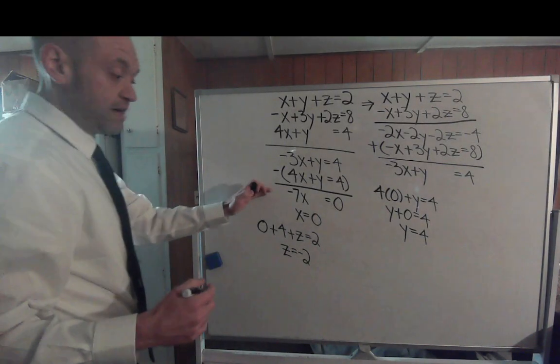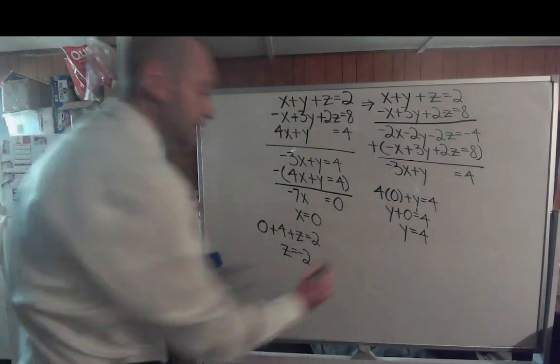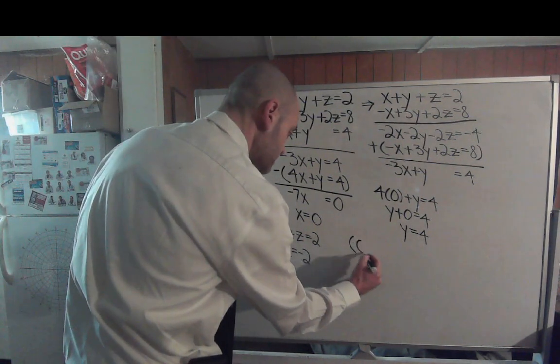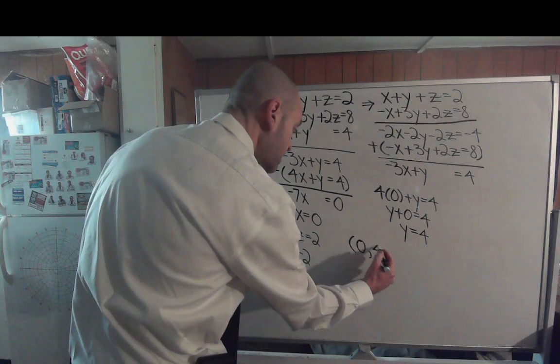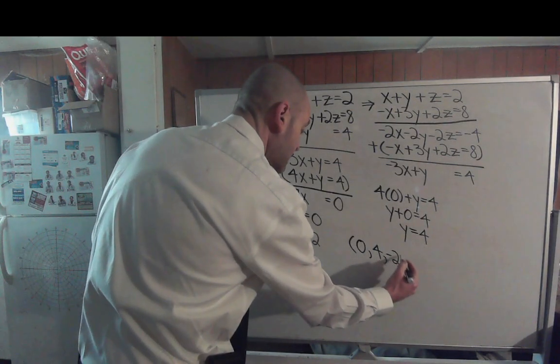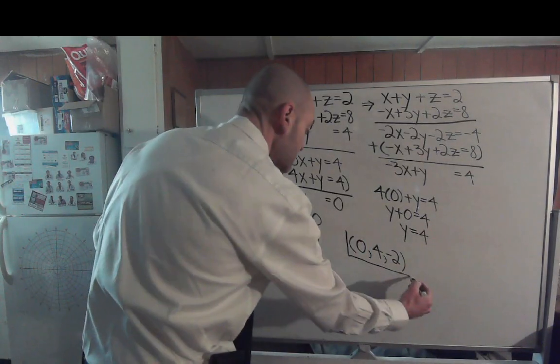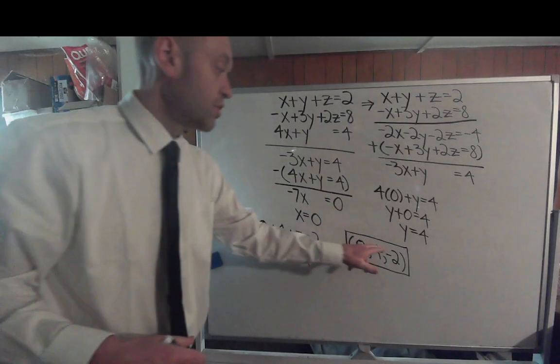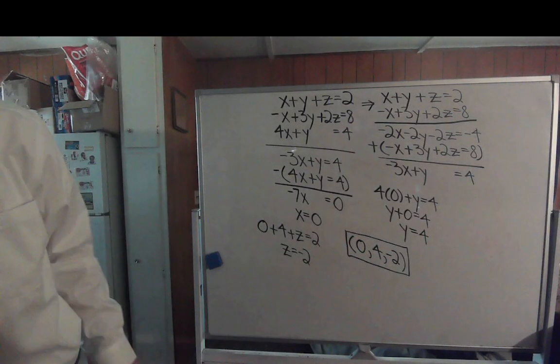So now we found x, y, and z. So the ordered triple where these three lines in space intersect is going to be at 0, 4, negative 2. So these three lines would intersect at the ordered triple 0, 4, and negative 2.